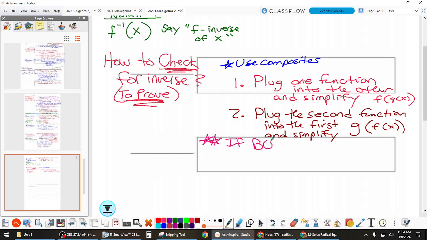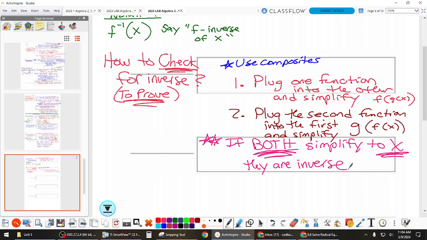If both simplify to X, they are inverse. Okay? Please underline the word both. Because if one gives X but the other doesn't, they are not inverse functions.